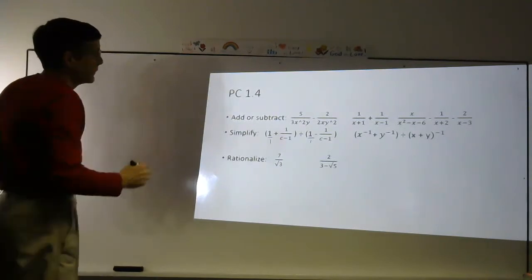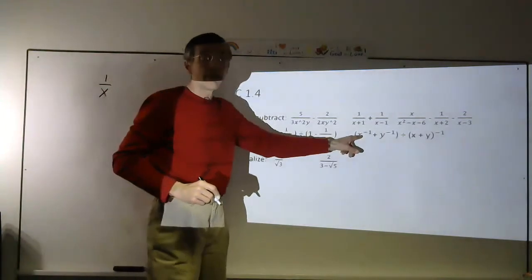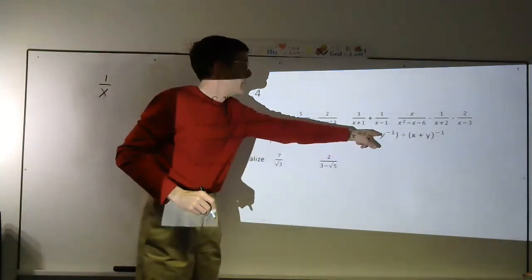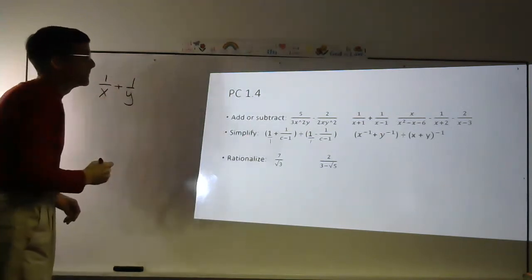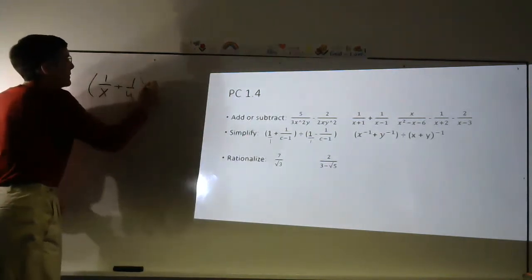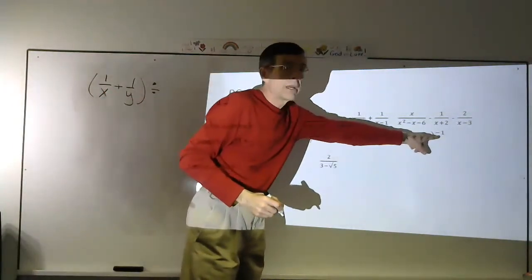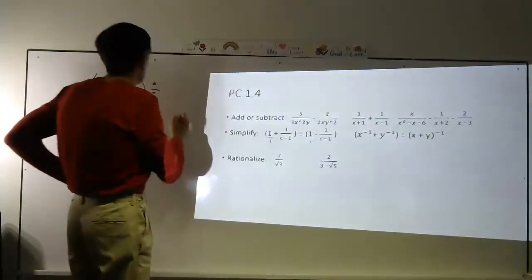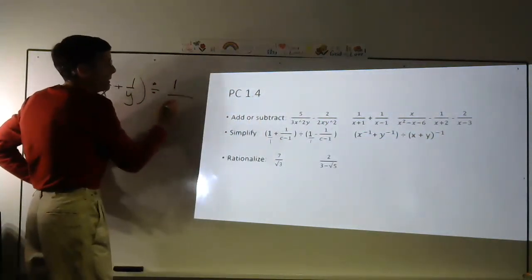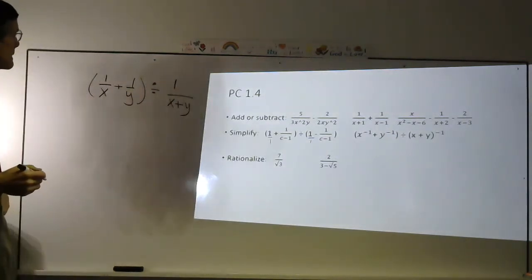I'm going to rewrite the first one. Isn't it 1 over x? Remember negative exponents, you flip it. Plus 1 over y divided by x plus y minus 1. You can't take the power in. We have to flip it. 1 over x plus y. Flip the whole thing. Okay?